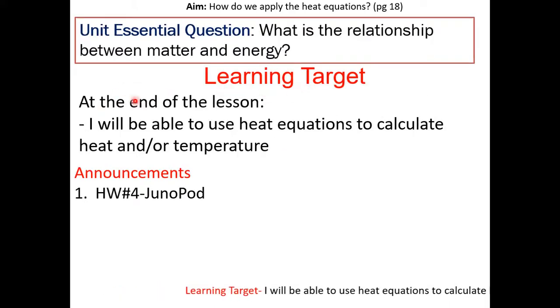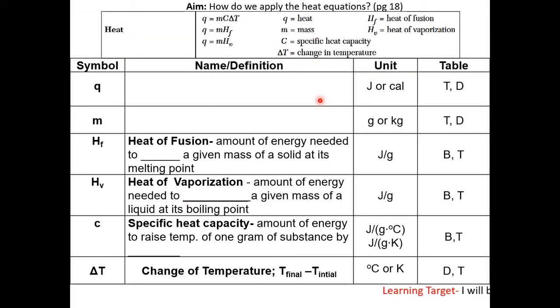Learning target: at the end of the lesson, I'll be able to use the heat equations to calculate heat and temperature. Homework number 4 will be a Junior Pod based off this lesson. The heat equations can be found on Table T on your reference table. There are 3 of them, and we're going to analyze each one.